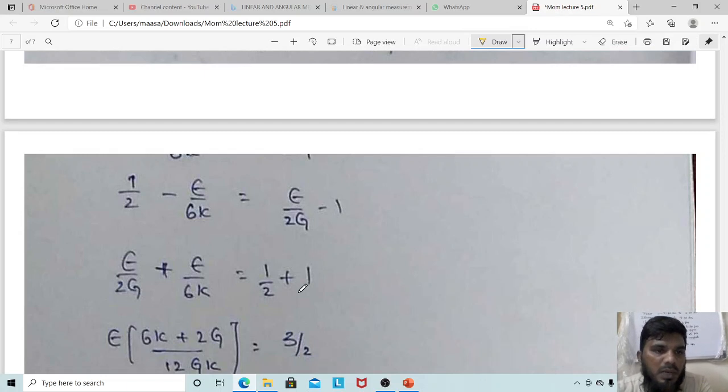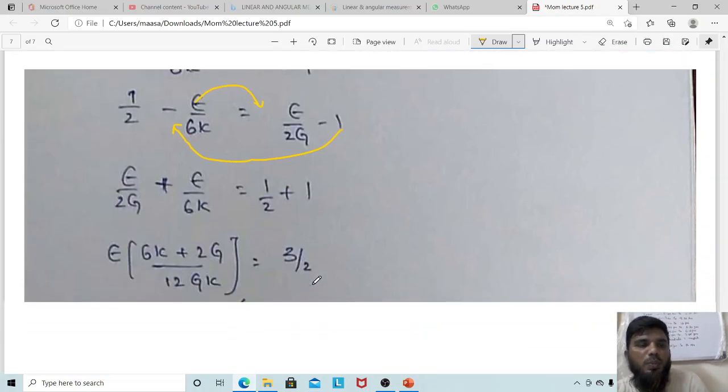So I am trying to take all the E values one side, and all the constants one side. Constants are nothing but the numerical values. So this minus will go on this side and become positive. This minus 1 goes on this side and becomes positive. So this I am taking on this side: E by 2g plus E by 6g, equal to 1 by 2 plus 1.